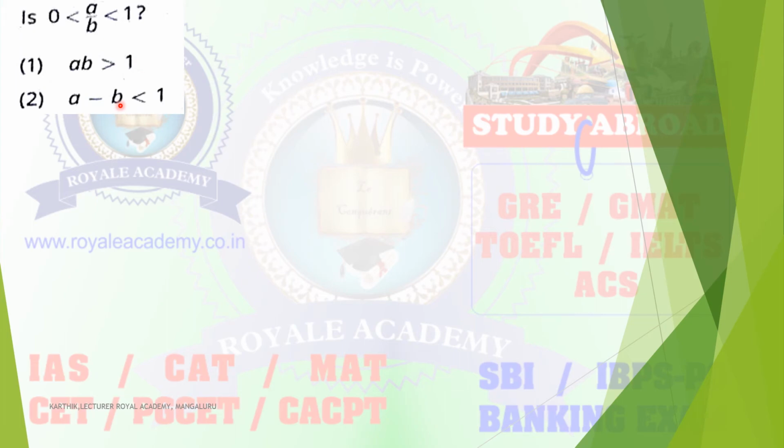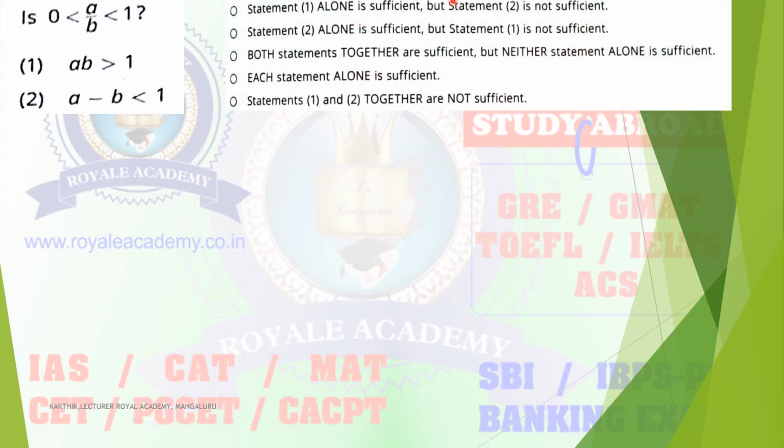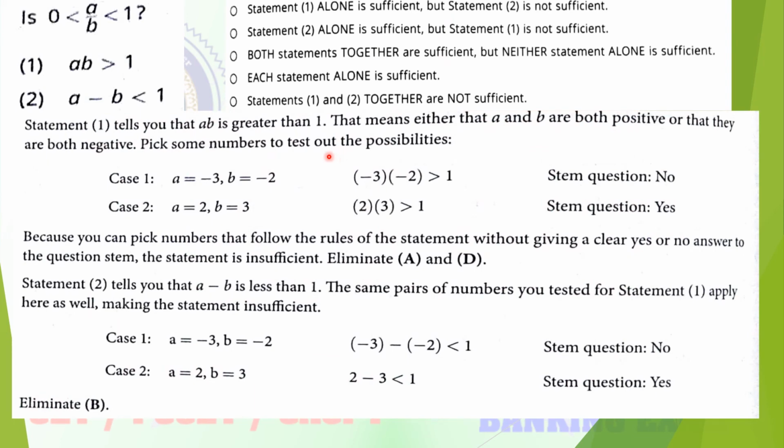So second statement: A minus B is less than 1. So the option is like this only. First we'll see the first statement. Take any value. The first statement tells what? AB is greater than 1.